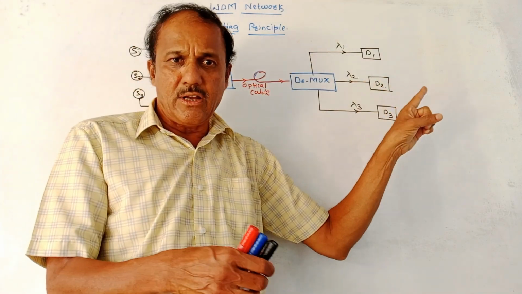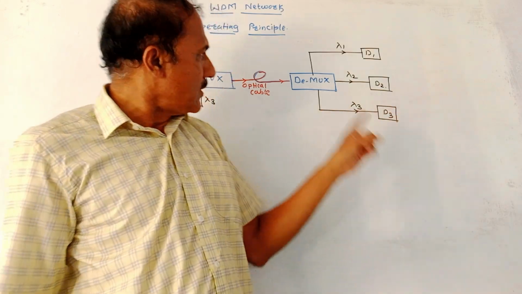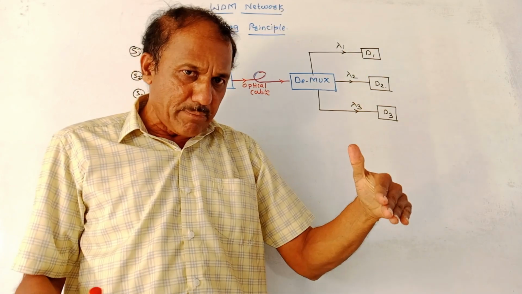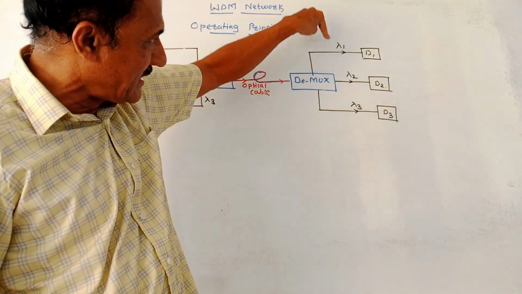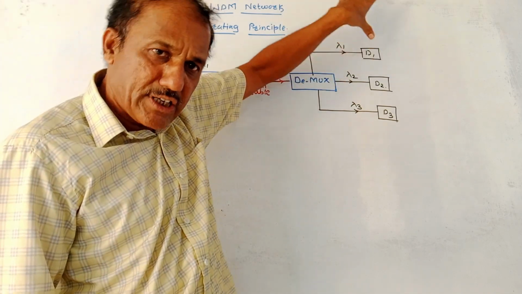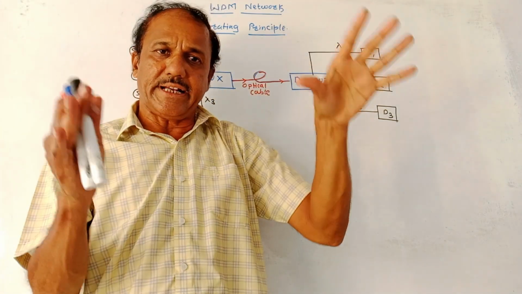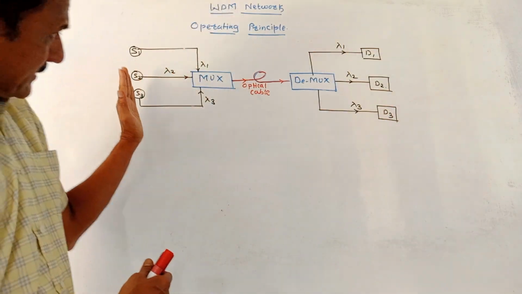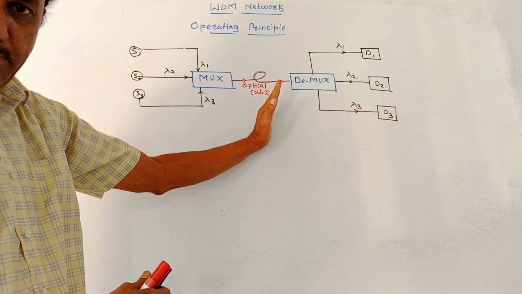At the output end, we have to separate out these wavelengths. So demux is used, that is demultiplexer is used. This demultiplexer produces three different wavelengths, lambda 1, lambda 2 and lambda 3. And these wavelengths are transferred to the particular detector, that is to the particular destination. This is the single directional WDM.